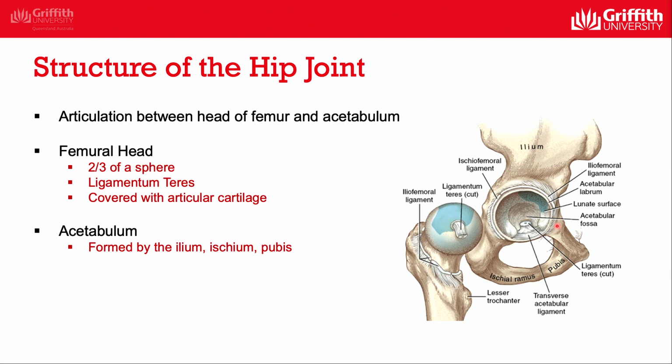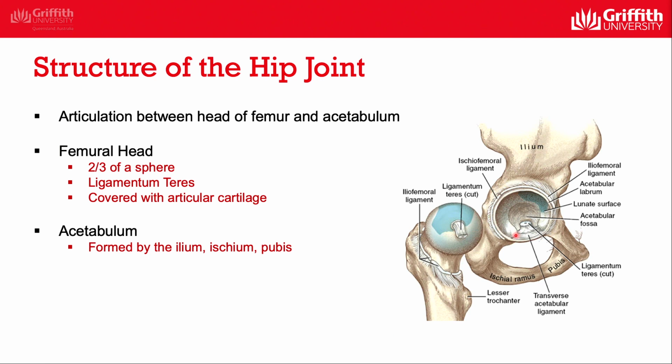The hip joint is the articulation between that femoral head and acetabulum. The femoral head is 2/3 of a sphere, as you can see here. In the middle is a ligament, the ligamentum teres, which connects to this section here, and that serves as a channel for the neurovascular structures to go through. The articular surfaces are covered by articular cartilage, or more specifically, hyaline cartilage.